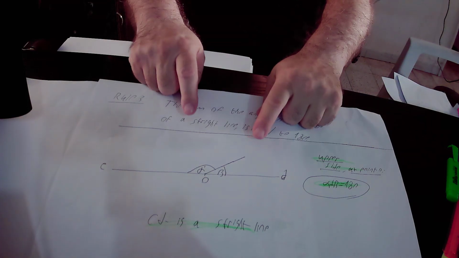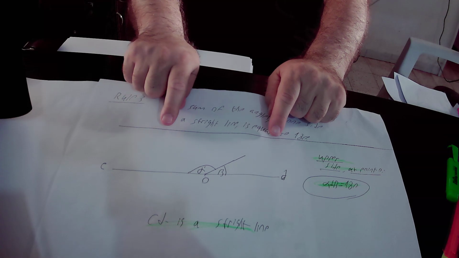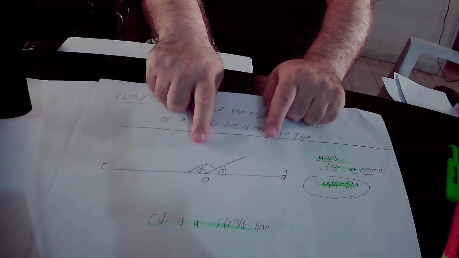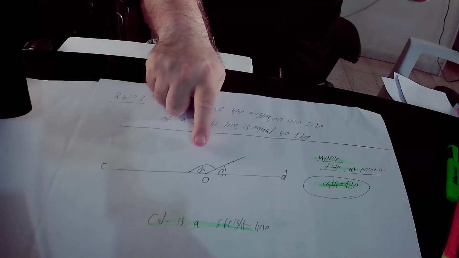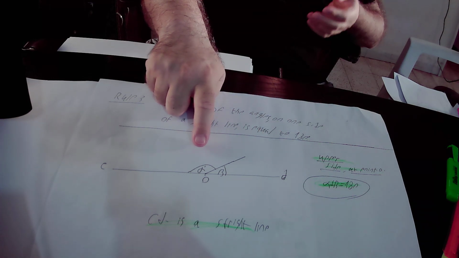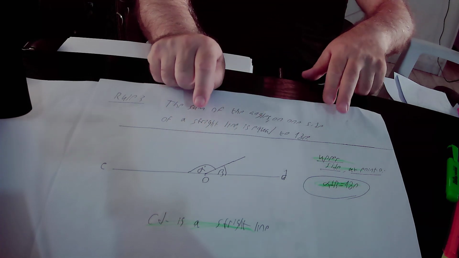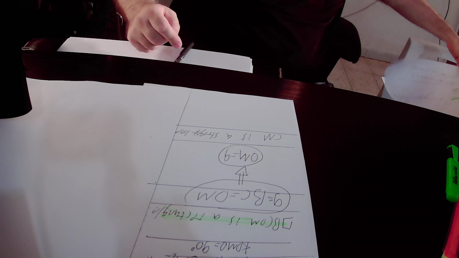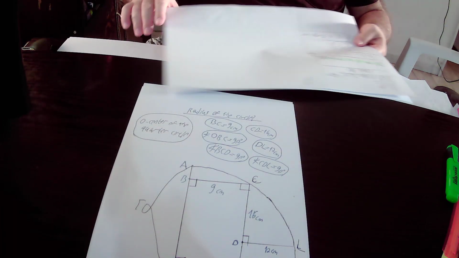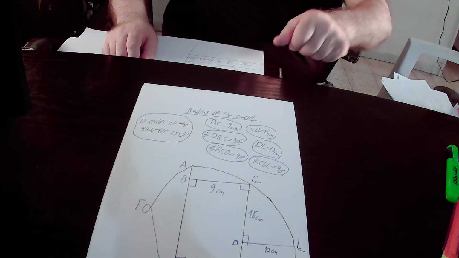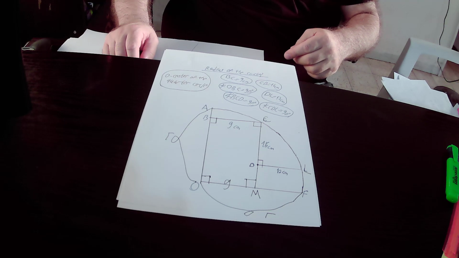So here we have the straight line CD. If we focus on the upper side of the straight line CD at point O, then here the sum of the angles must be equal to 180 degrees. That is to say, alpha plus beta equals 180 degrees. So we actually can implement rule number 3 in our drawing, because we know that CM is a straight line.